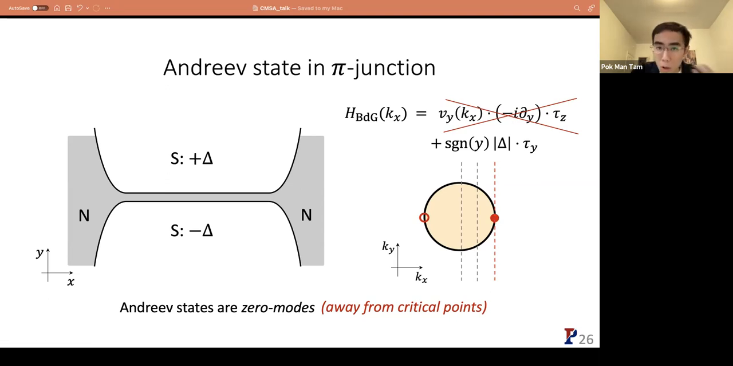Your Andreev bound state would no longer be at zero energy for any momentum kx close to the critical point. And in fact, if your kx is way outside the Fermi pockets, then you should have very high energy states where the superconducting pairing gap shouldn't play a significant role at all. So your energy is just like a normal band dispersion. Inside the Fermi pockets, you will have zero energy Andreev states. Outside, you don't. So generally, there will be a dispersion. Your Andreev bound state energy actually depends on kx, and that dispersion happens very drastically near the critical points on the Fermi surface.